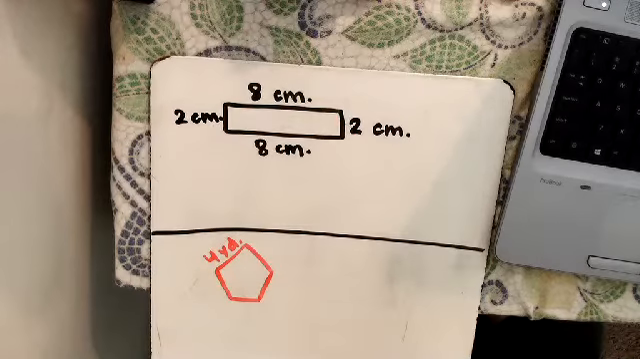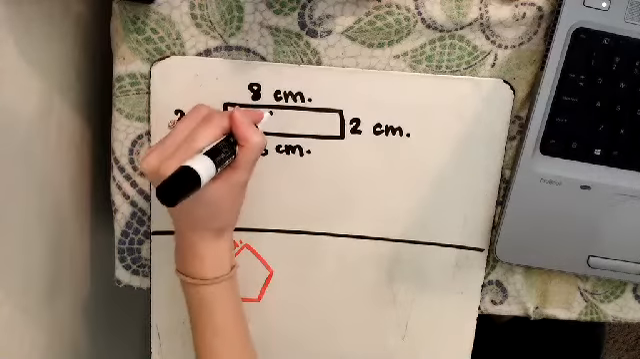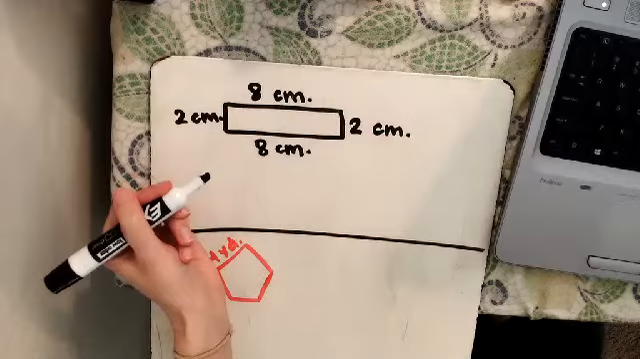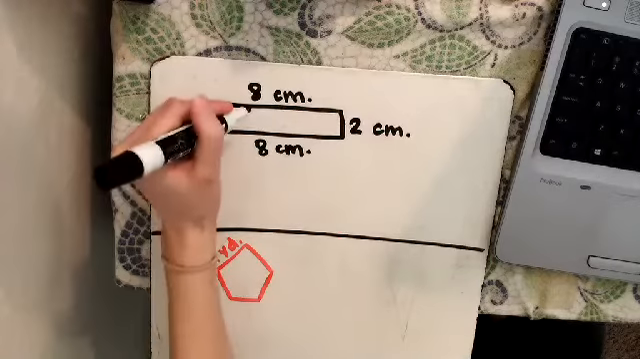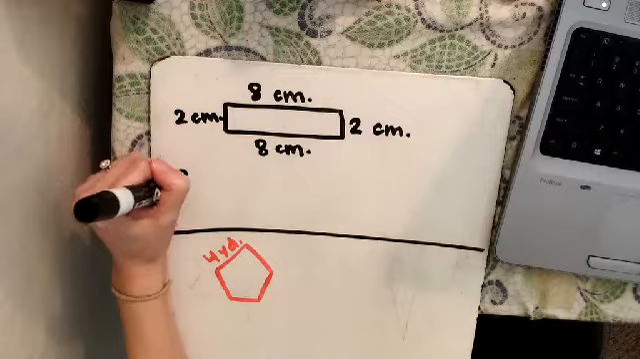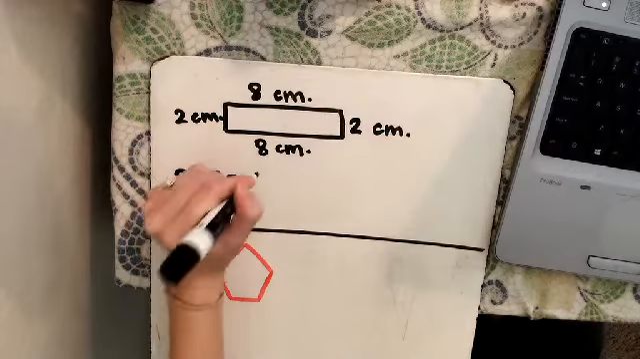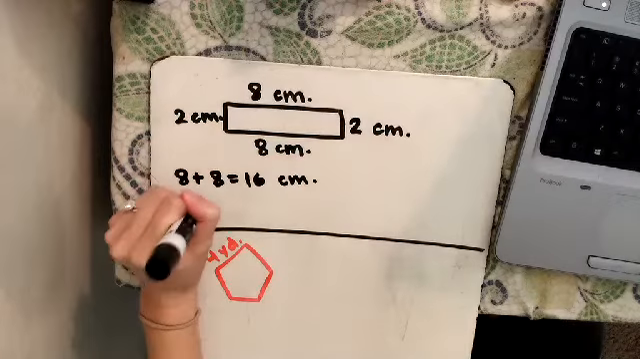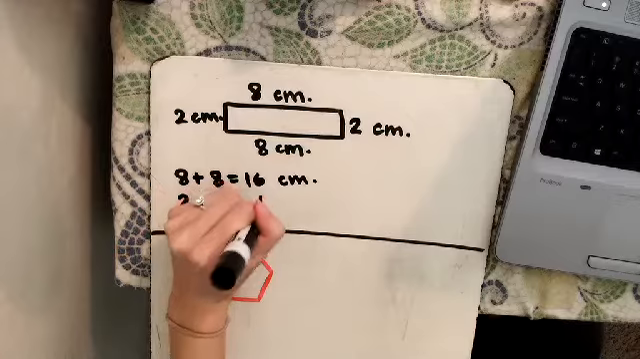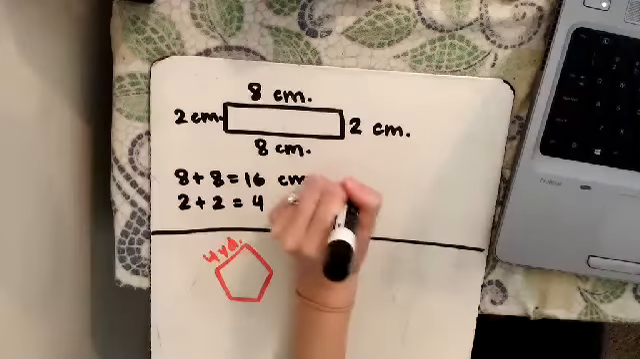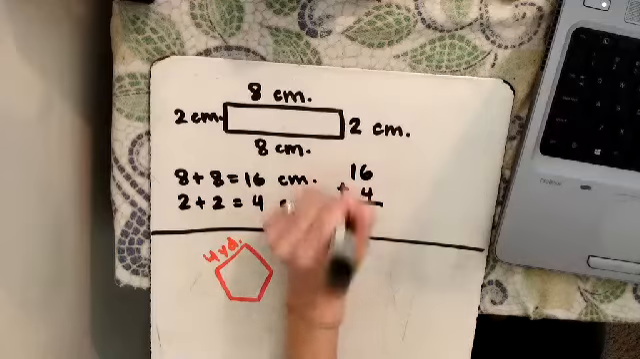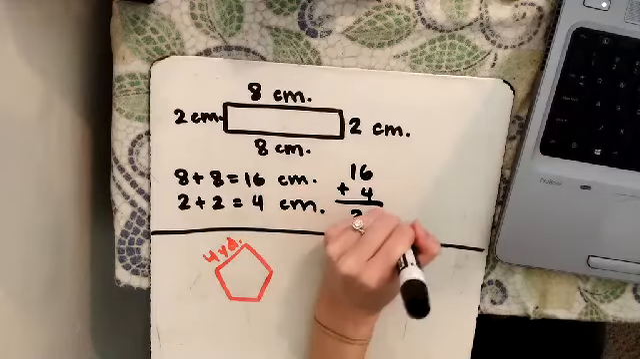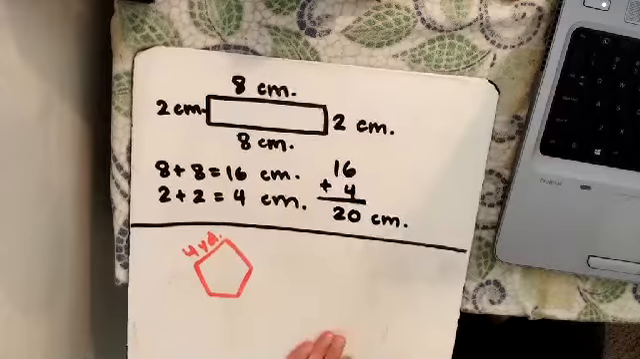Remind yourself out loud how to find the perimeter of a polygon. If you said add up all the sides, you're correct. We also could multiply these two and multiply these two and add those together. So your choice of what you prefer. All right, I'm gonna add the eights first. So 8 plus 8 is what? 16. Then I'm gonna add the twos. What's 2 plus 2? 4 centimeters. Then I'm going to add the 16 and the 4. What is that? 20. So the perimeter is 20 centimeters.